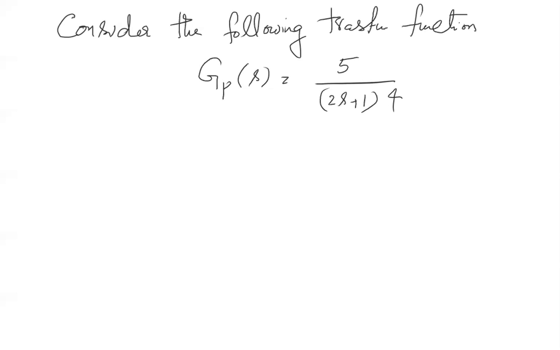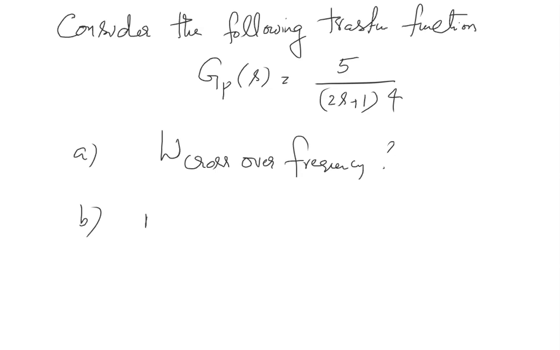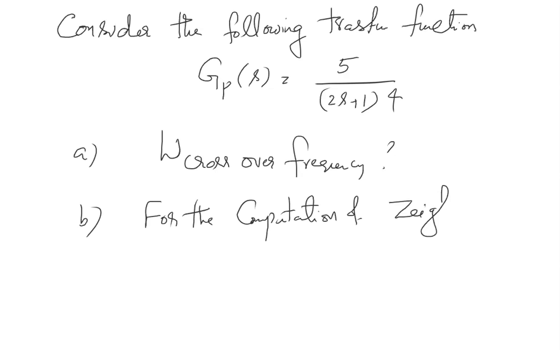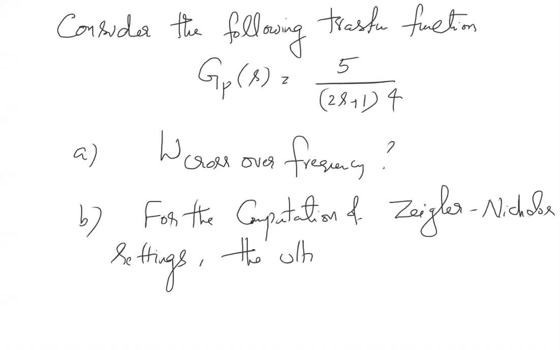First question, what is crossover frequency? Second question, for the computation of Ziegler Nichols settings, the ultimate period and ultimate gain are.